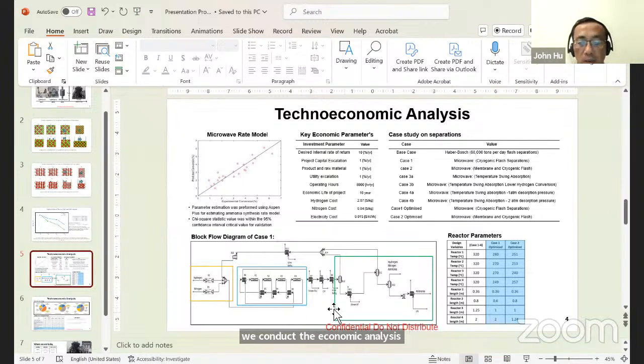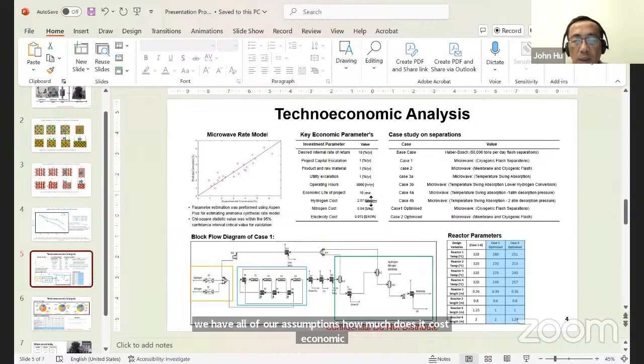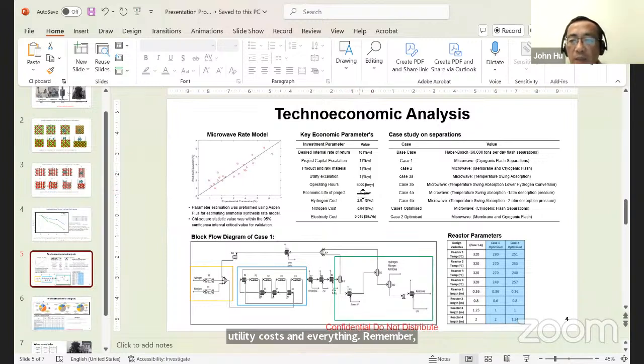Basically, we do the Aspen simulation. If you're familiar with Aspen Plus, then we have all of our assumptions: how much the cost, economics, utility cost, and everything. Remember, we have seven cases, and all those cases are described here. Some cases are called cryogenic, some even membrane. Remember, when you lower the pressure of the process, you can use a different technology. Then we have thermal temperature swing absorption, and all 7 cases are listed here.